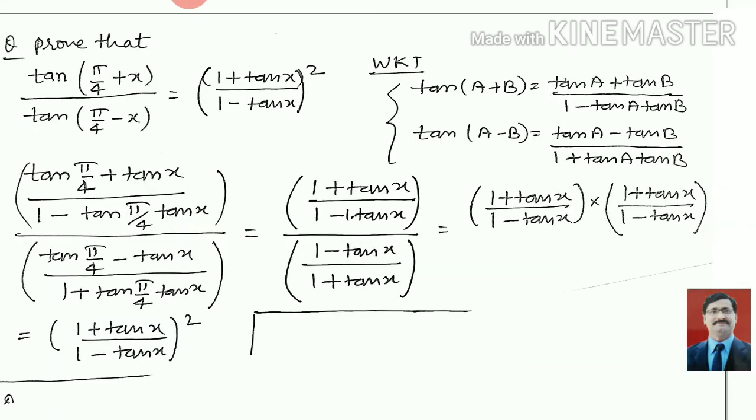This is very simple. Okay, all of you, you have to prove that tan(pi/4 + x) upon tan(pi/4 - x) equal to ((1 + tan x) upon (1 - tan x)) whole square. This we have to prove.